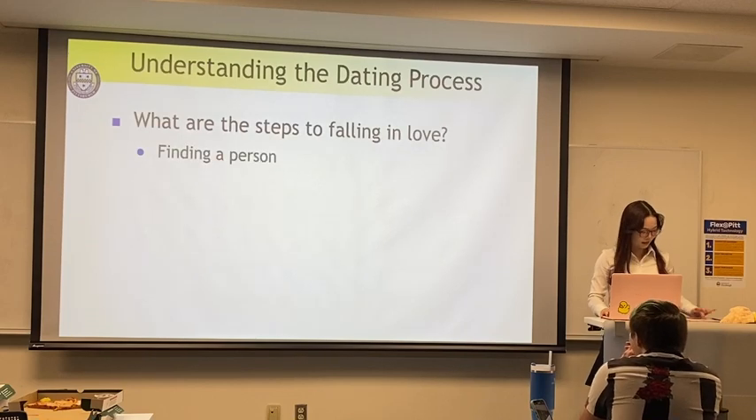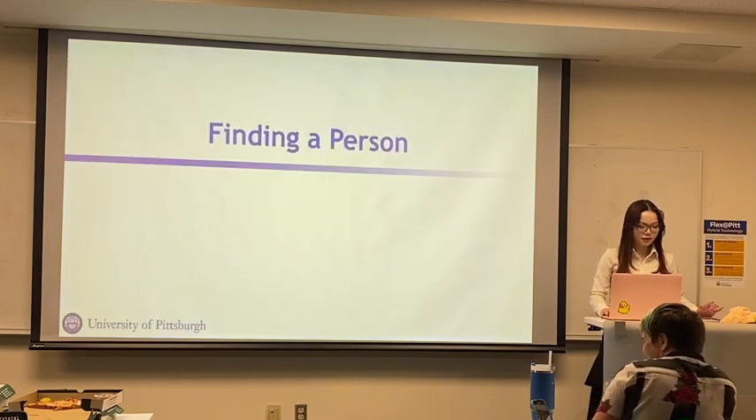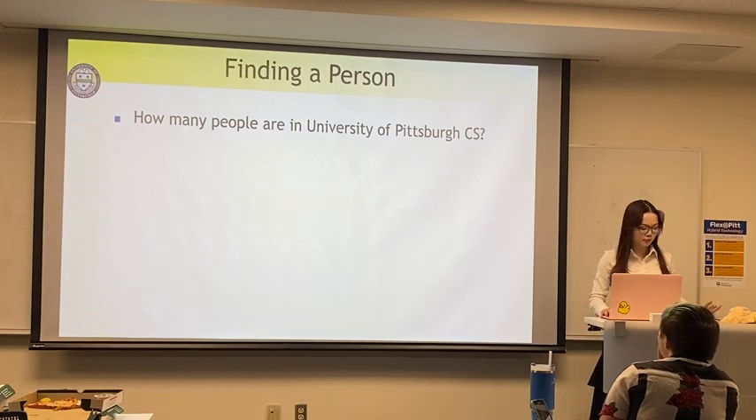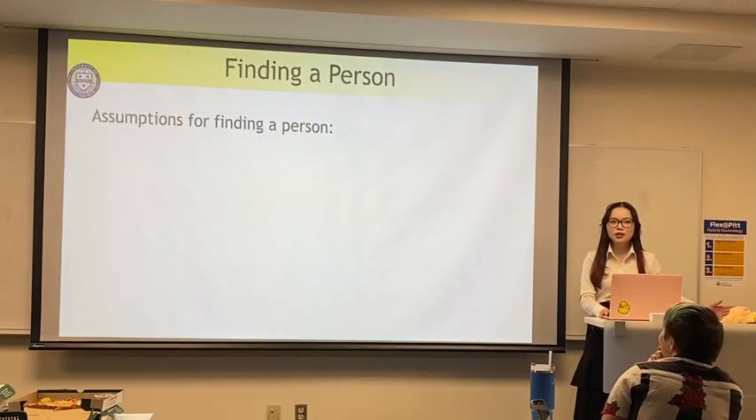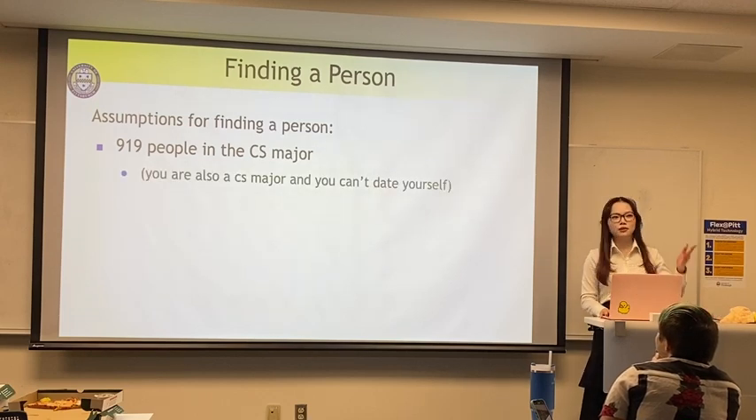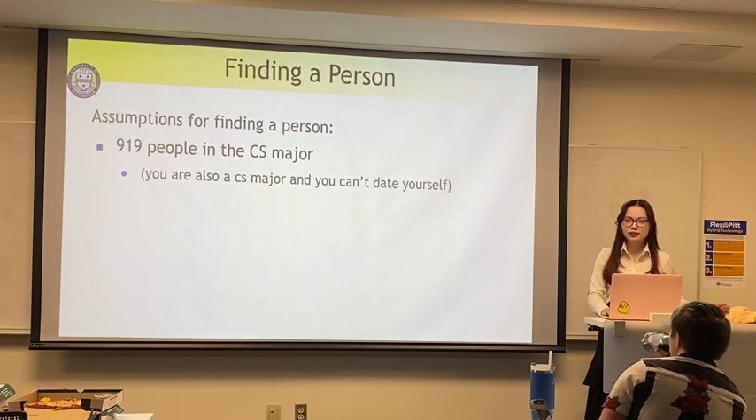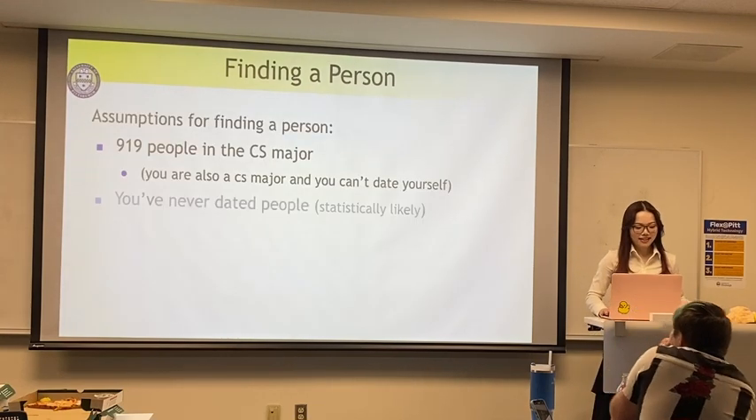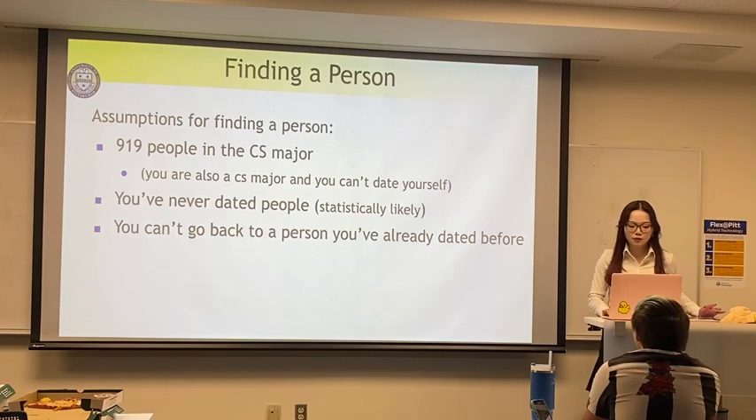And so first, how do we apply computer science to these components? And so first, finding a person. Okay, so how many people are in the University of Pittsburgh CS program? There's approximately 920 people in the CS major, and the assumptions for finding a person should be, why is it doing that? 919 people in the CS major. You yourself are probably also a CS major, and you can't date yourself for obvious reasons. You've never dated people, statistically likely. And you can't go back to the person you've already dated before. The process of do not date your exes should be followed.